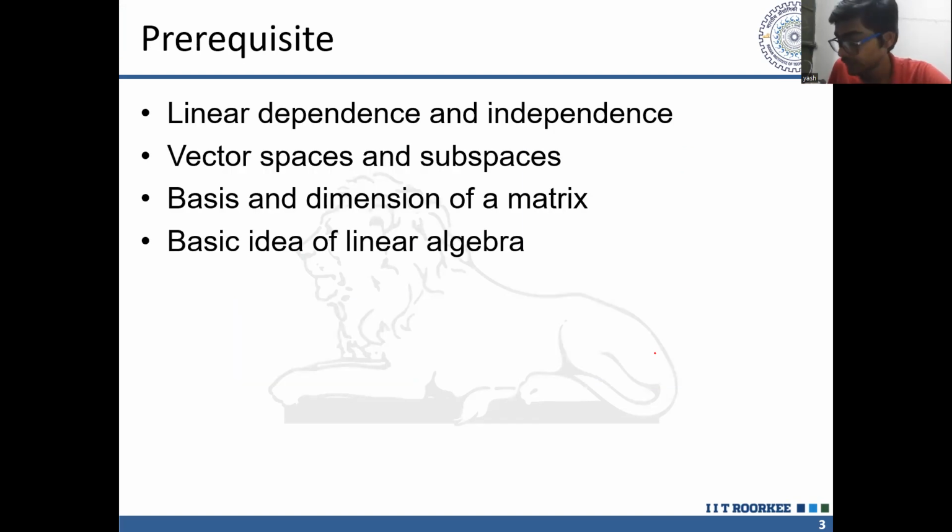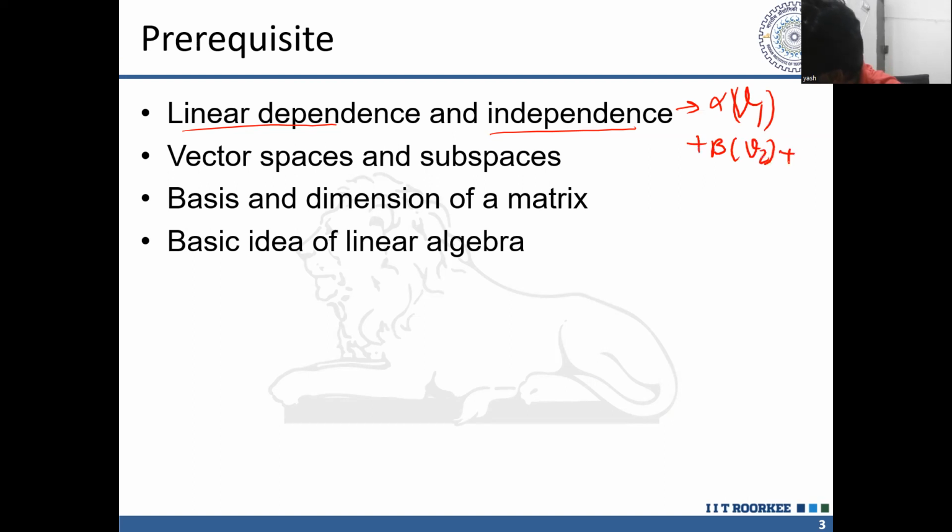Some prerequisites which may help to understand this better are a basic understanding of linear dependence and independence, which in short I can explain. For checking it, basically we check if a non-zero solution for alpha, beta, and all the other constants exists, then the vectors are dependent. Otherwise, they are independent.